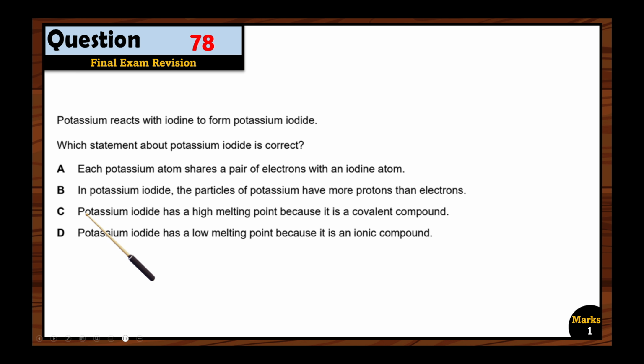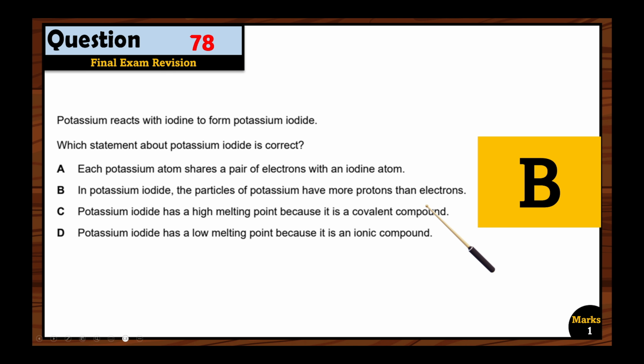So share rejected. In potassium iodide, the particles of potassium have more protons than electrons. So in potassium ions, the particles of potassium have more protons than electrons. Yes, that's right. Why does potassium have more protons? Because actually potassium is losing an electron. The proton number and electron number are always equal. But in ionic compounds, potassium, of course, will lose the electron. So when it loses the electron, the electron number will be less, right? So that's why option B is right.